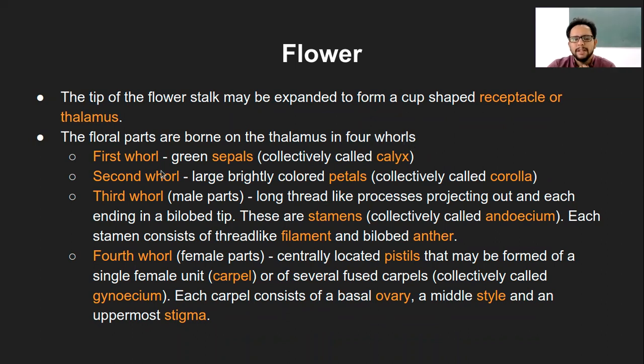The first whorl is the green sepals, and they are collectively called calyx. Now, these are the alternative terminologies for each other. Sepals and calyx, these are the alternative terminologies. When they are in singular, they can be called sepals, and when they are in plural or collective, they are called calyx. That's the only difference. And the second whorl is the large, brightly colored petals, and again they are collectively called corolla. So sepals as calyx, petals as corolla.